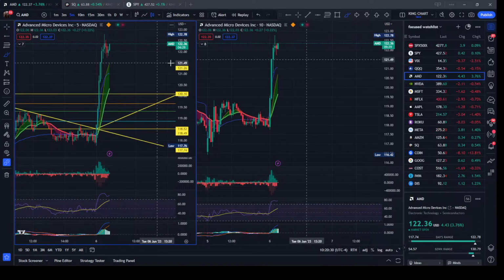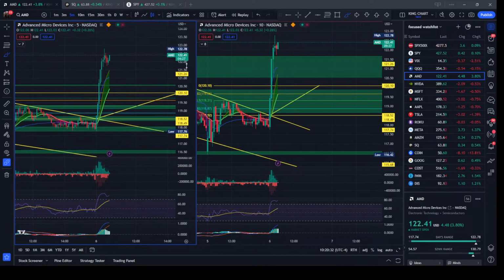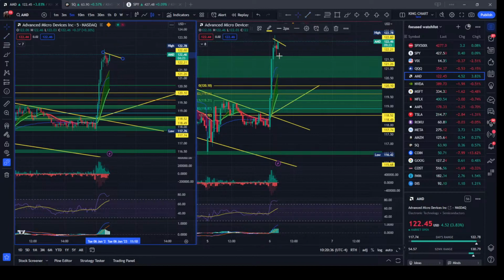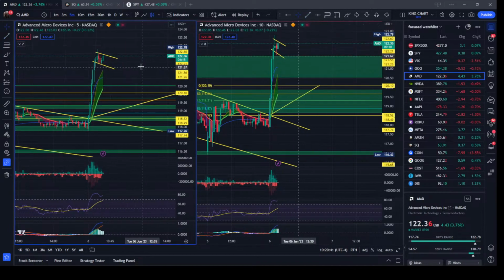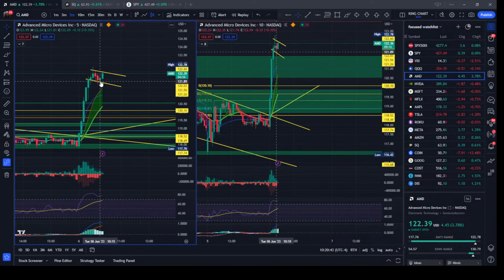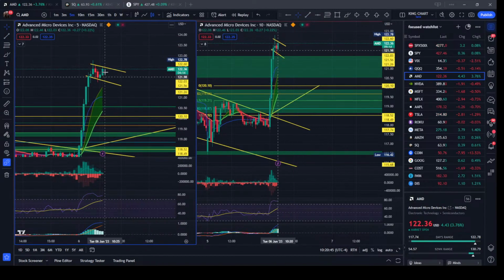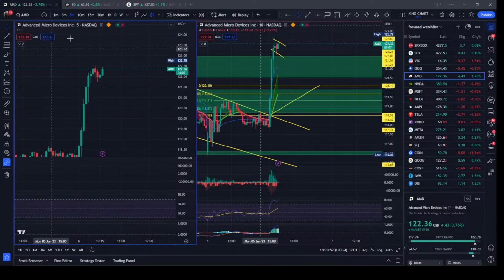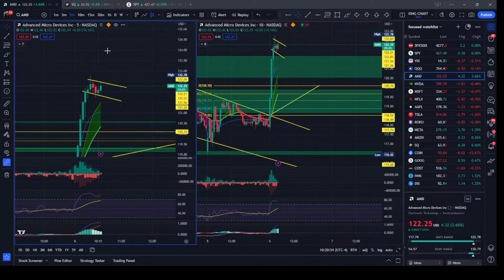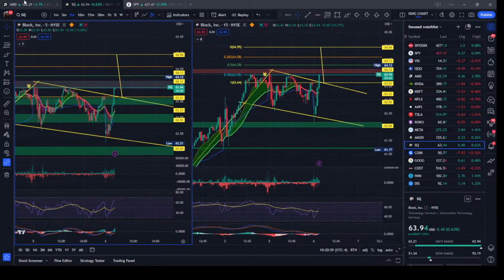Where's AMD at? AMD is on the moon. If we look on the 5-minute AMD, it actually looks like it has another bull flag. So upside on AMD looks huge. But if you find a setup on the 5, you're going to play it off the 3-minute, if that makes sense. So 15, play on the 5, and 5, play on the 3. Hopefully that makes sense for you guys.